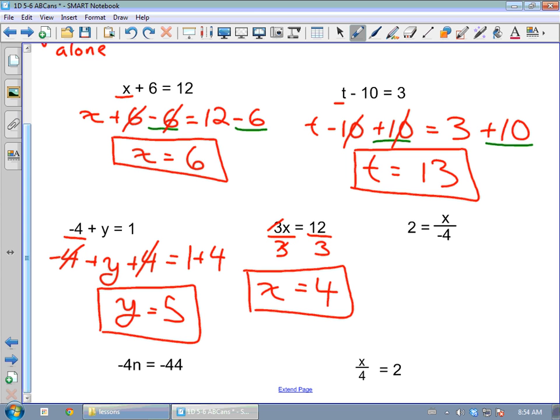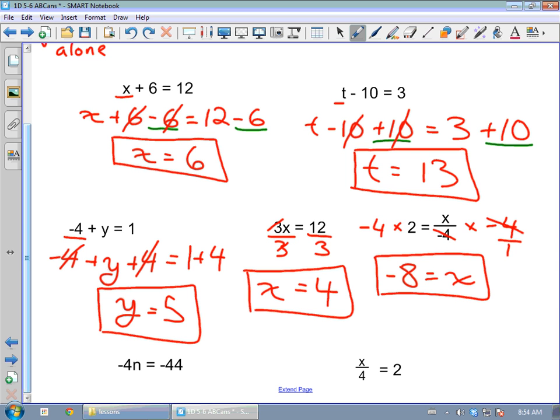Multiplication. So I've got to multiply both sides by something. What do I need to multiply both sides by? If I'm dividing by negative 4, I've got to multiply by negative 4. So I'm going to multiply by negative 4 and by negative 4. On the left side, negative 4 times 2 gives me negative 8. On the right-hand side, I'm going to have negative 4x divided by negative 4. Well, these negative 4s are just going to cancel out. If I multiply by negative 4 and then divide by negative 4, I'm left with just x. So there's my answer: x equals negative 8.